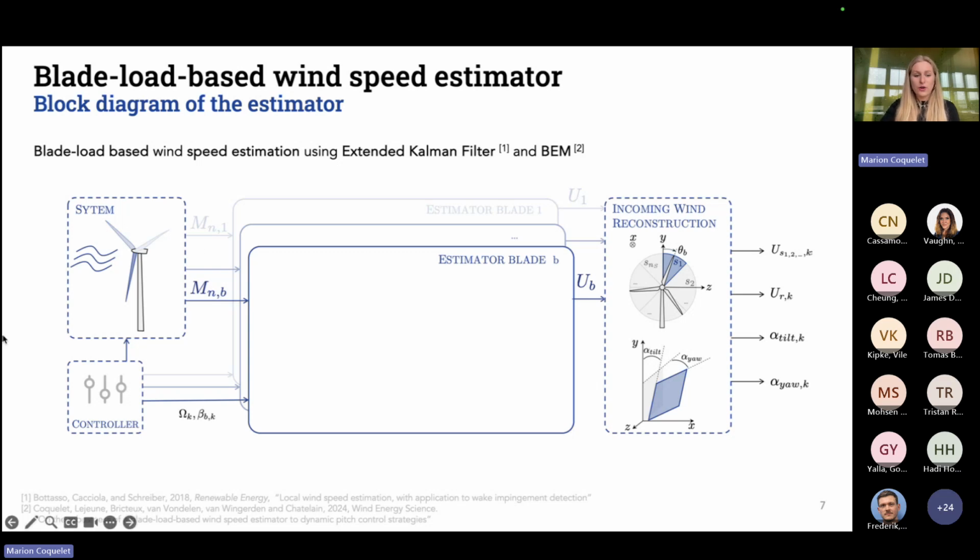To estimate blade effective wind speeds from the measurements of the out of plane bending moments. So for each blade that we have, we're going to measure the out of plane bending moment and try to reconstruct the blade effective wind speed using an extended Kalman filter. So long story short, the big block here is an extended Kalman filter that uses BEM as an internal model.